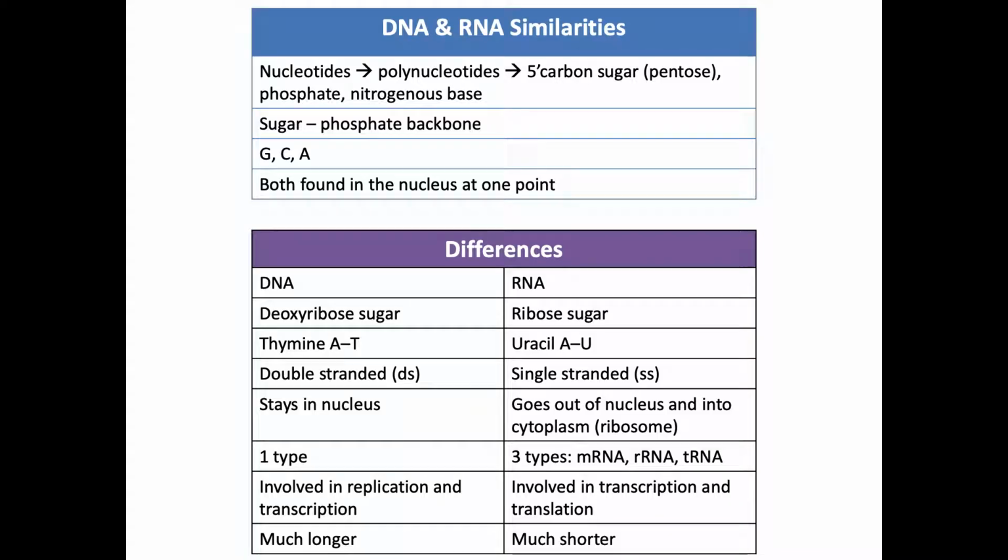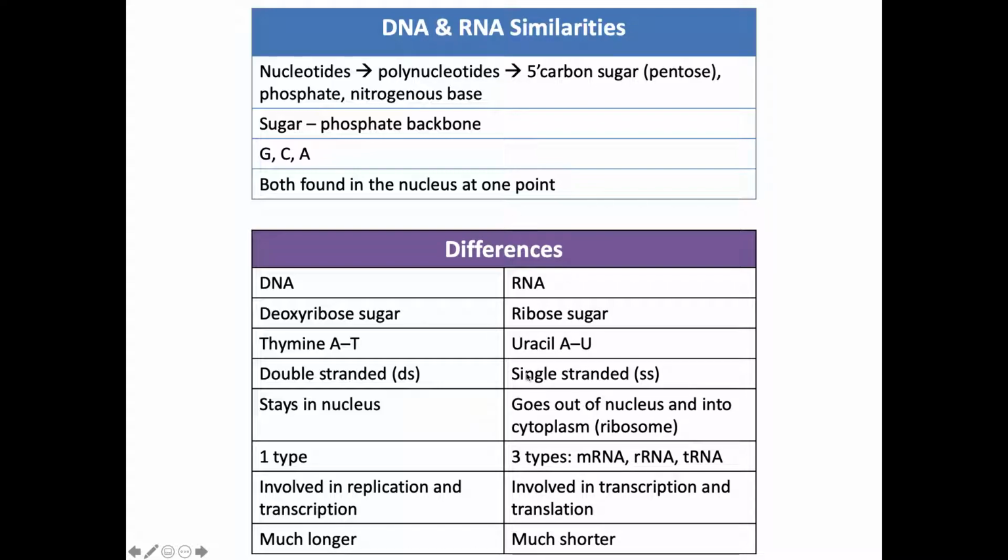But for this test, you guys will have to know the similarities between them and the differences between those two. So this is just a chart that I've made for you guys. Some similarities are that both molecules are made up of nucleotides. They have nucleotides as their monomers. These nucleotides can come together to make polynucleotides. Each of these nucleotides for both molecules will have a 5-carbon sugar, called a pentose, a phosphate group, and a nitrogenous base. They both have a sugar phosphate backbone. They both use guanine, cytosine, and adenine, and they're both found in the nucleus at one point.